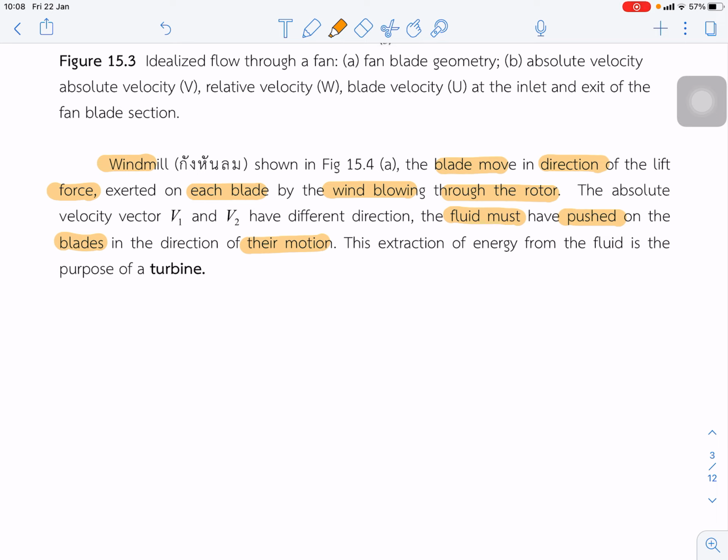So in this case, we extract energy from the fluid. So in this case, we classify two types of turbine.